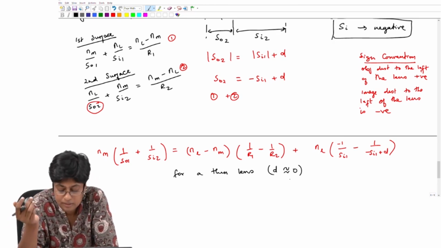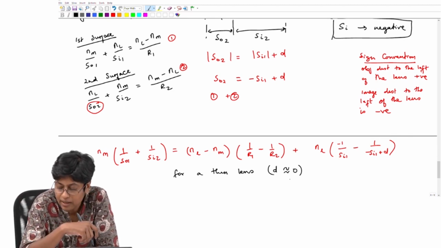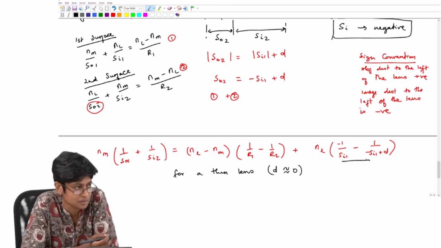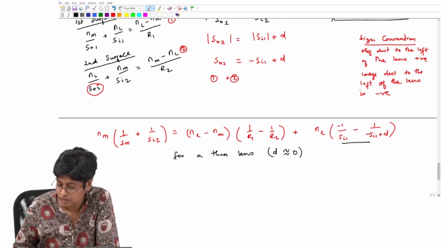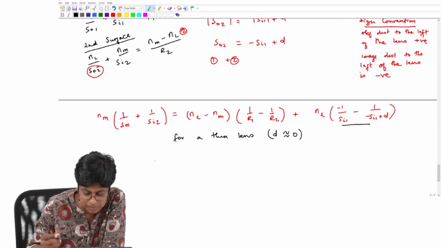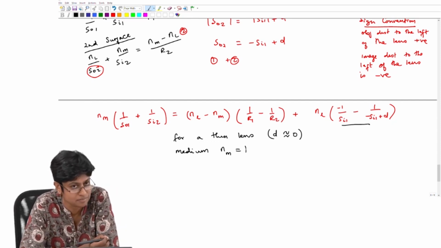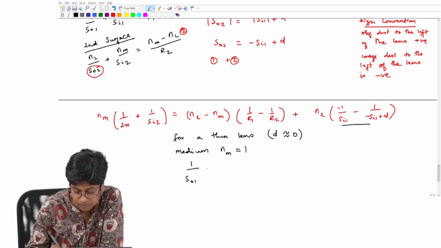But the advantage of doing this is, if I look at the equation above now, if D goes to 0, this term here will disappear. So, with that condition, I can now say, and let's make some more assumptions. Let's say the medium surrounding the whole system, medium Nm, is equal to 1. So, let's say it's air. I'll have this equation.